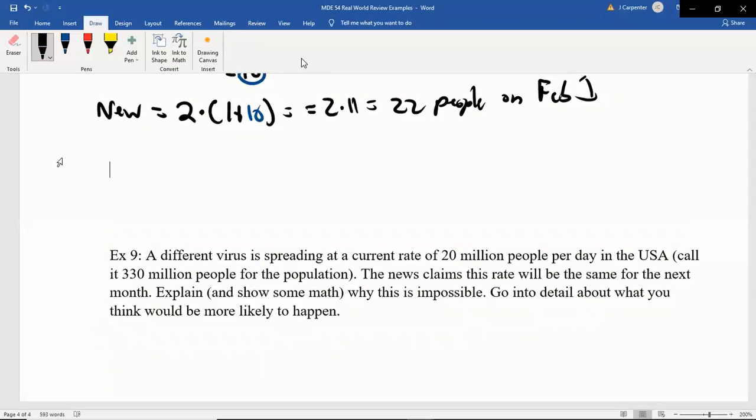So over the next month, if we're increasing by 20 million people per day, how many days are in a month? Well, let's go with the average of 30. You might say 30, 31, whatever. So there's 30 days per month.